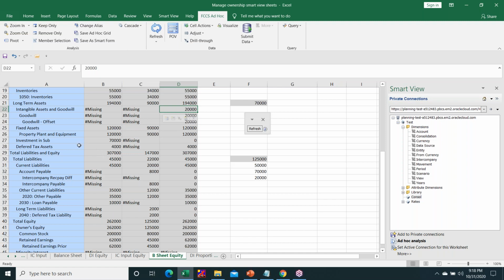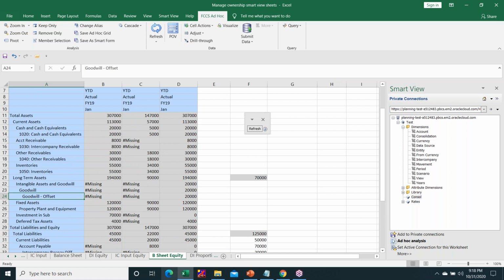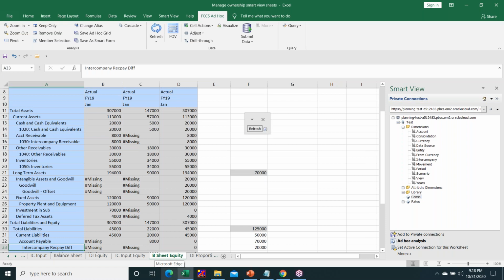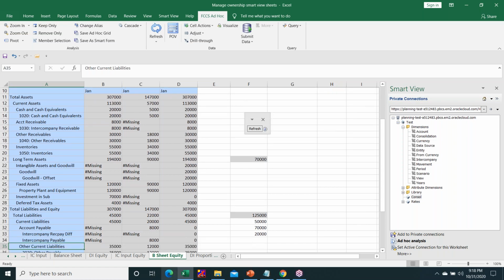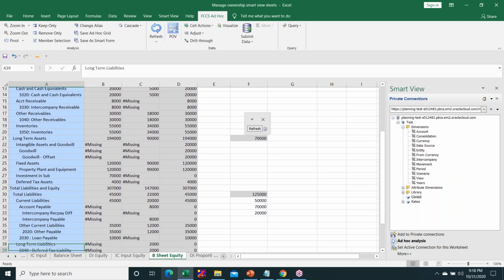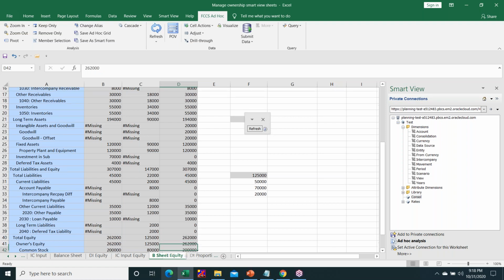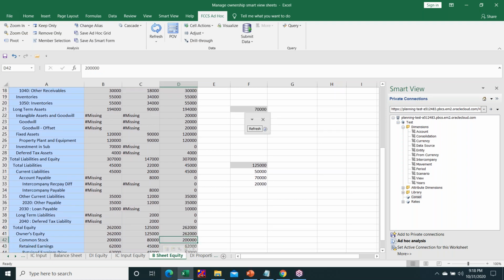The only difference is that on the current liability, on the account payable, the intercompany payable amount gets eliminated, other payable of the parent company, loan payable, deferred tax liability. In this case we do not have the deferred tax liability for the parent company, so the number is coming to zero. The owner's equity, that is 2,62,000, is of the parent company only.